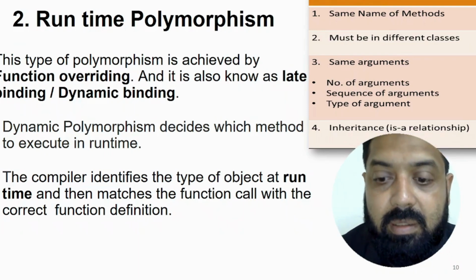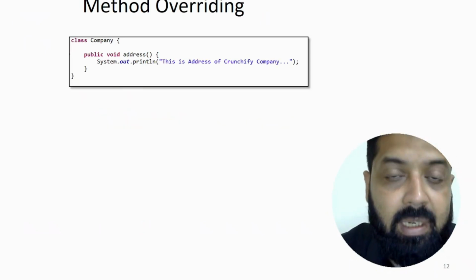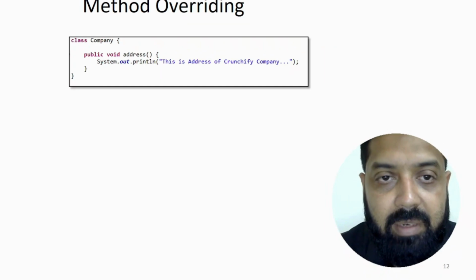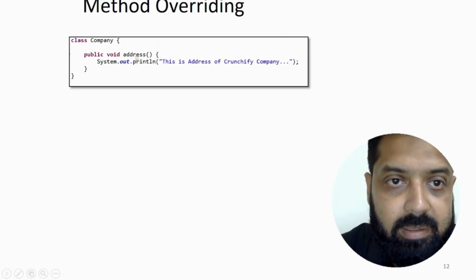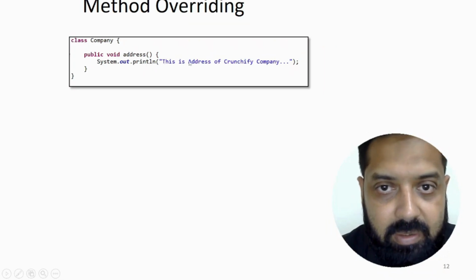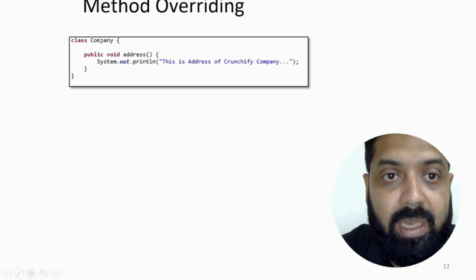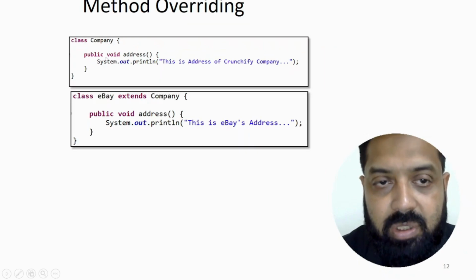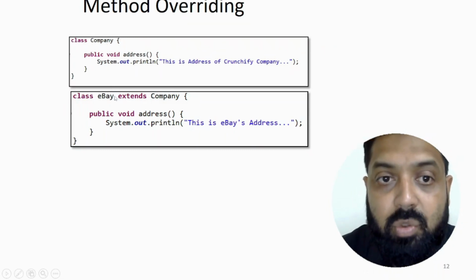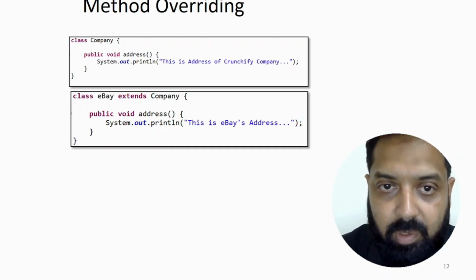So what is an example? I'm going to give an example with these classes. In order to achieve runtime polymorphism, we have a class Company, and in class Company we have an address method that has the return type void, and this method displays a message: This is the address of Crunchify company. And in order to achieve runtime polymorphism, I need to inherit this Company class, so I need the extends relationship. So I created another class eBay, that is also a kind of company. eBay extends Company means two classes get inherited, so we are going to achieve polymorphism.